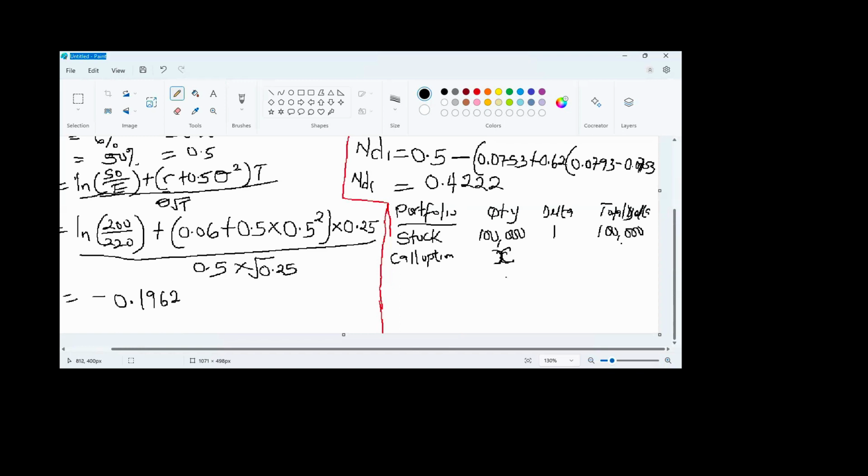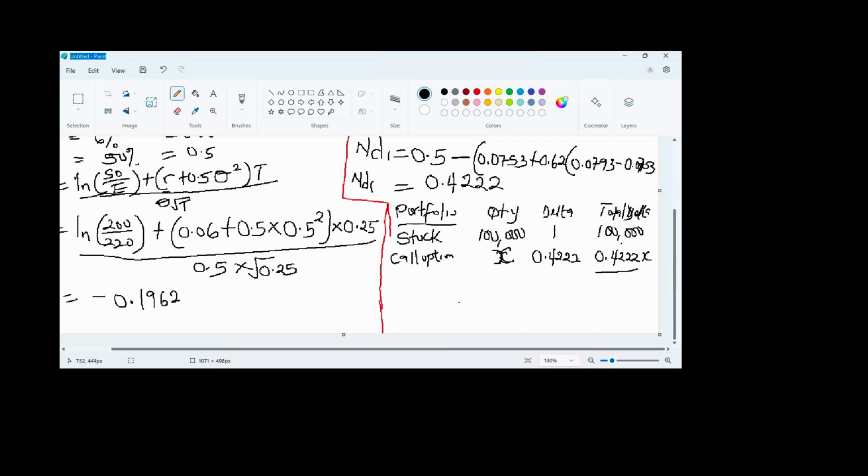Then what is the delta of a call option? The delta of a call option is N(d1). Your N(d1) as computed is 0.4222. Therefore, the total call delta is X multiplied by 0.4222. That will give me 0.4222x.